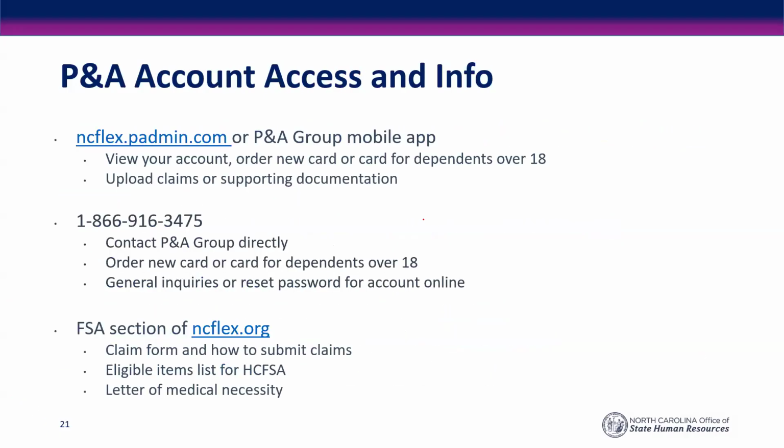This is information on who you can contact afterwards if you have questions. ncflex.padmin.com or the P&A Group mobile app. You can view your account, order a new card or card for dependents over 18, upload claims and supporting documentation. You can call P&A. You can also look on ncflex.org, where we have a ton of information about how to submit claims, eligible items, and letter of medical necessity.